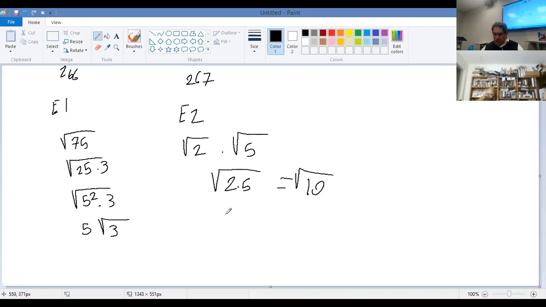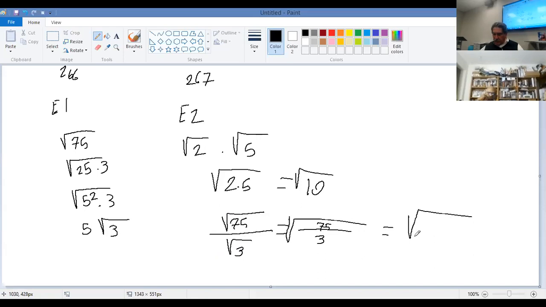Let me see if there's anything else. Let's say example 3 of that page. We have the square root of 75 divided by the square root of 3. Okay, that is equal to, now since the roots are the same, I can write one radical sign, 75 divided by 3, which is 25. And the square root of 25 is? 5. That's right.